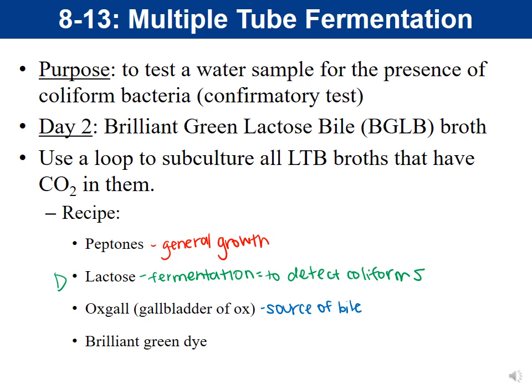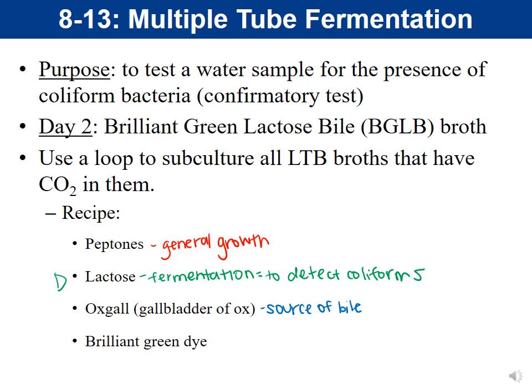So bile, think of like the rolling pin. Its job is to roll out or increase the surface area of the fats to help get the fat ready for lipase to break down the fat. So bile is basically an emulsifying agent that helps your body with the breakdown of fats. But in this experiment, bile does something a little bit different. The oxgal is the gallbladder of an ox, which means that it has bile in it.